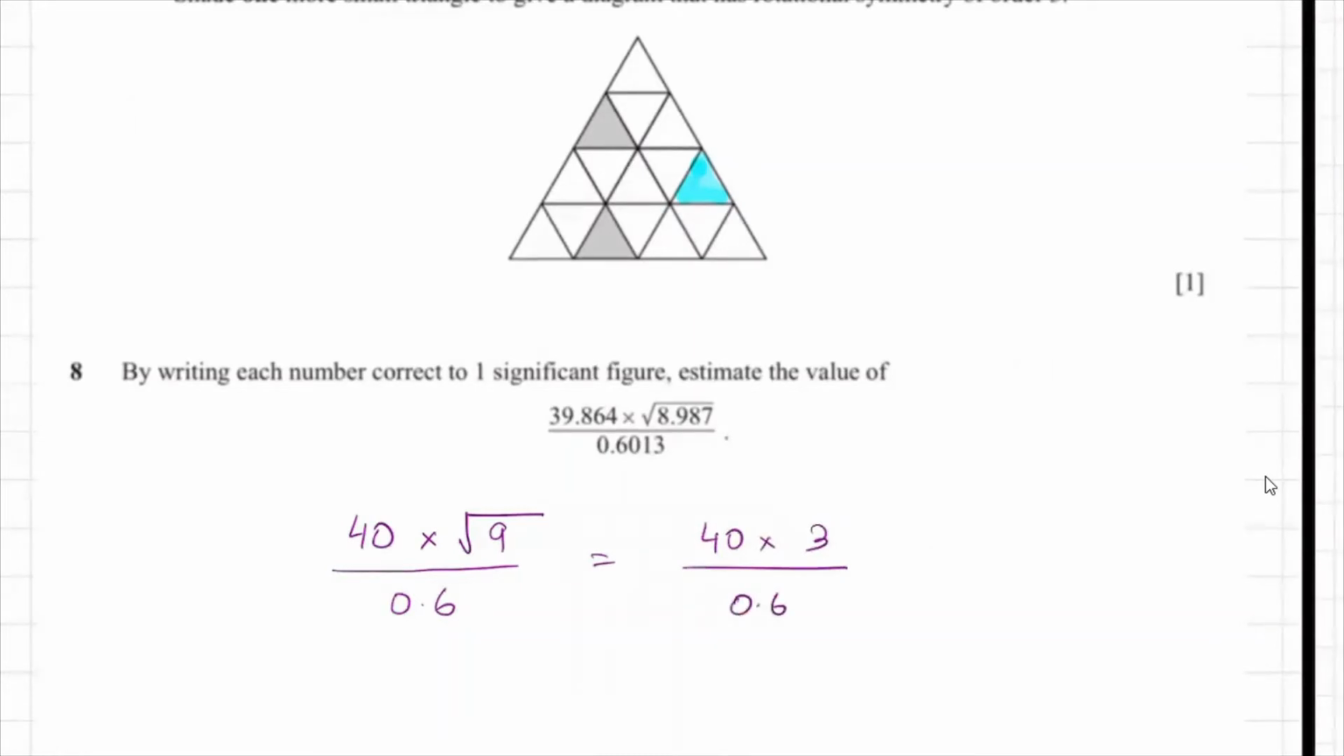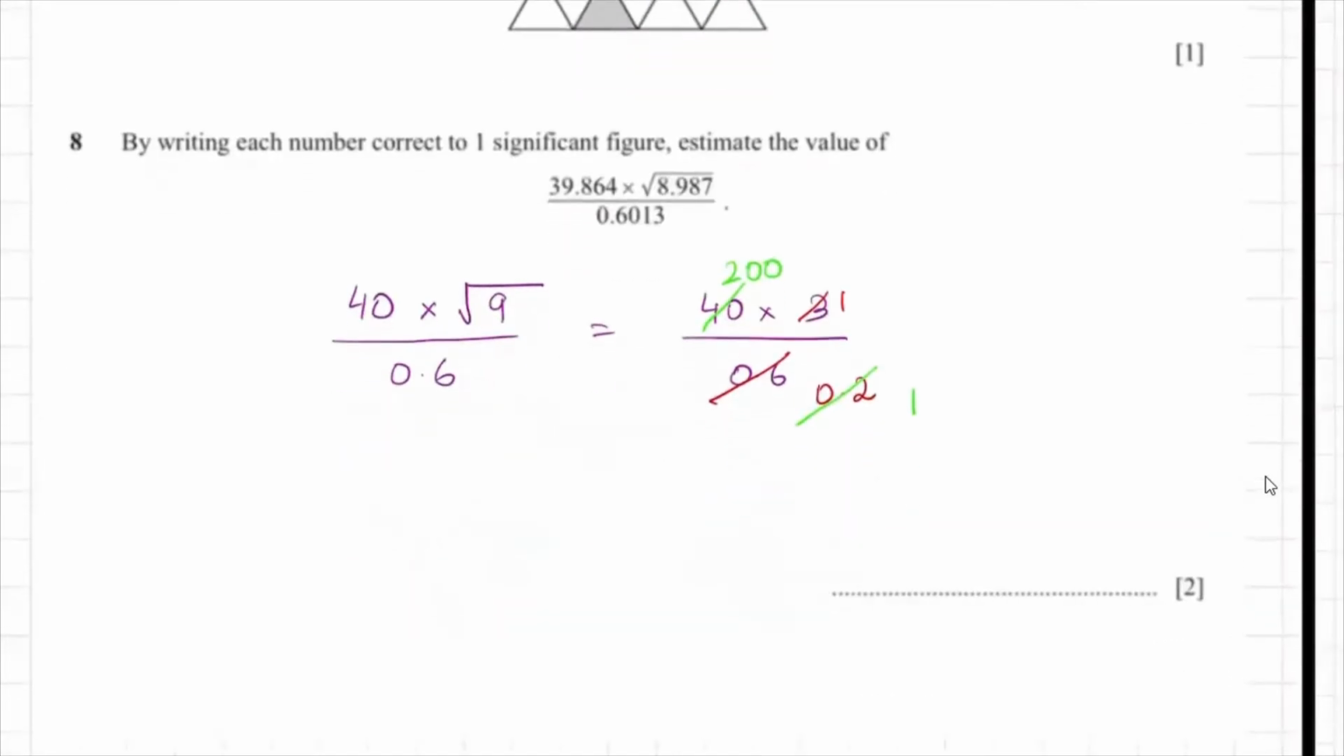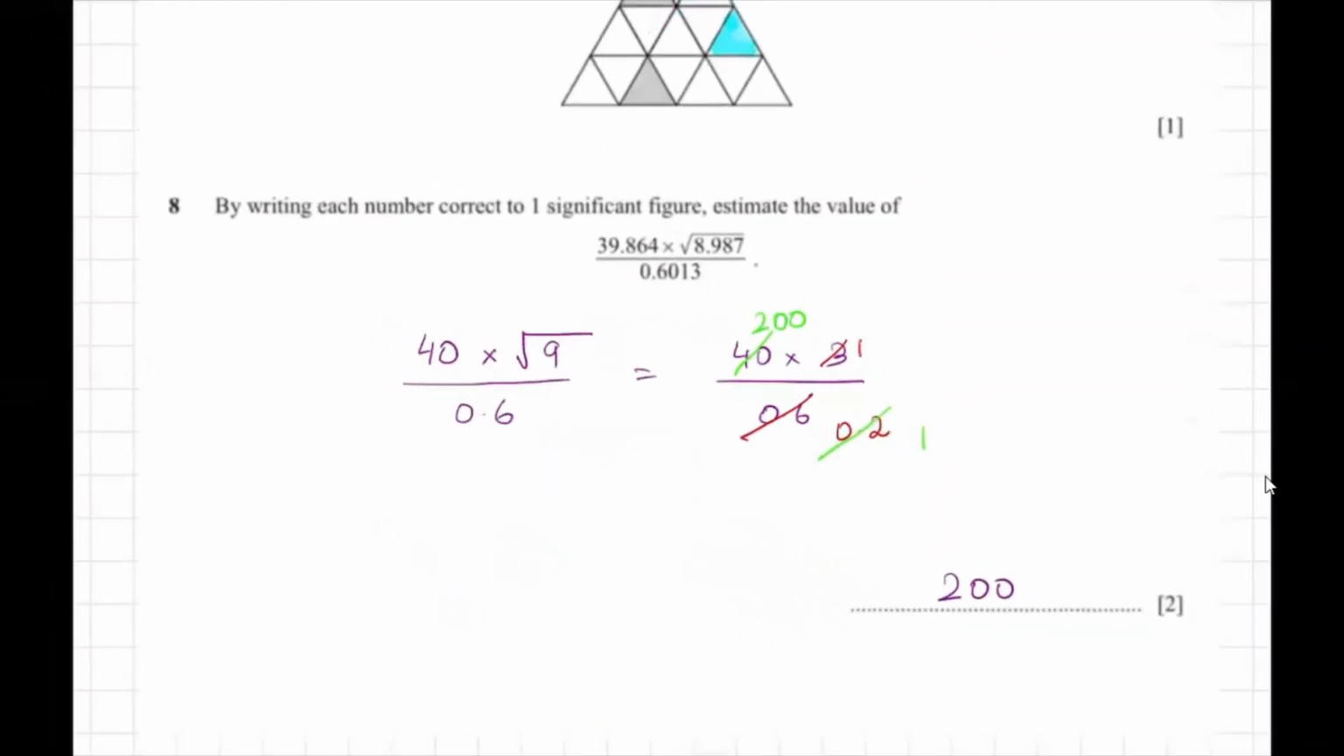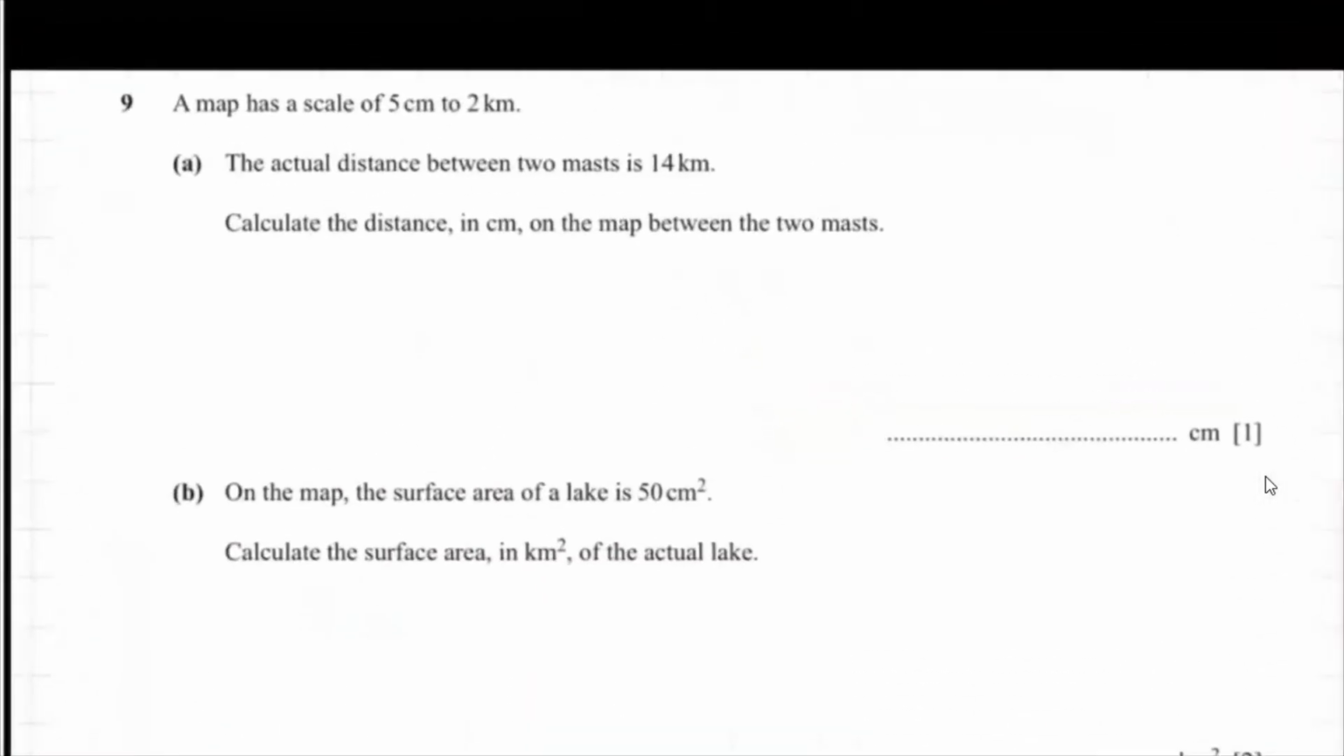3 and 0.6 can be cancelled out. 3 times 1 and 3 over 0.2. Now this can be cancelled out as well, because 0.2 times 1 and times 200. So your final answer is 200. An easy way of doing this is also 40 divided by 0.2. Multiply this by 10, multiply this by 10, this will be 400 divided by 2, which is 200. So there are lots of tricks when you need to calculate without a calculator.